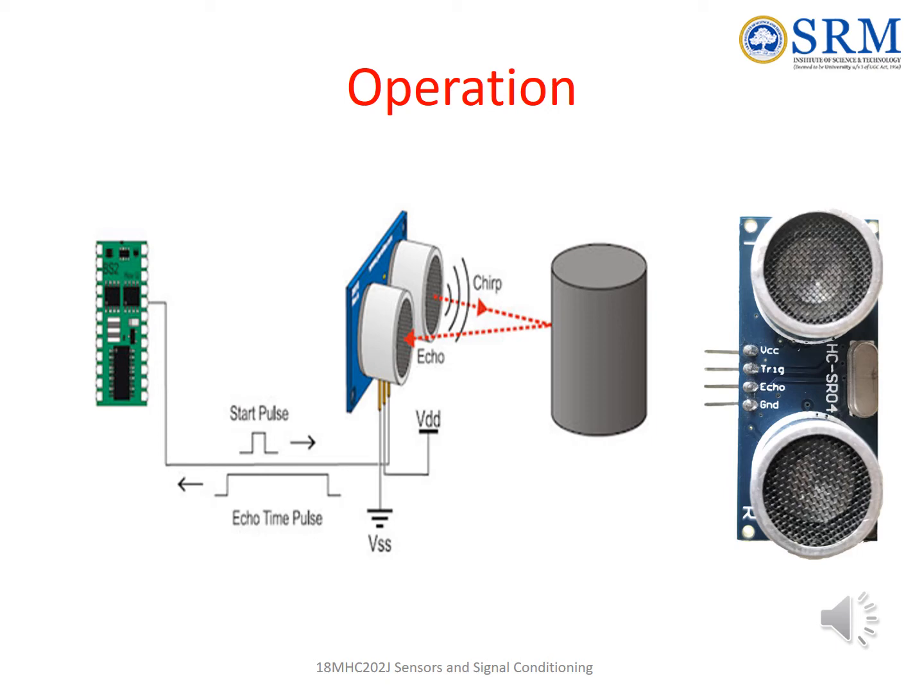In the ultrasonic sensor, it has 4 pins. One is VCC, trigger, which is the input pin, echo, which is the output pin, and ground. And it has a two-eye shaped structure, which is the transmitter and receiver.